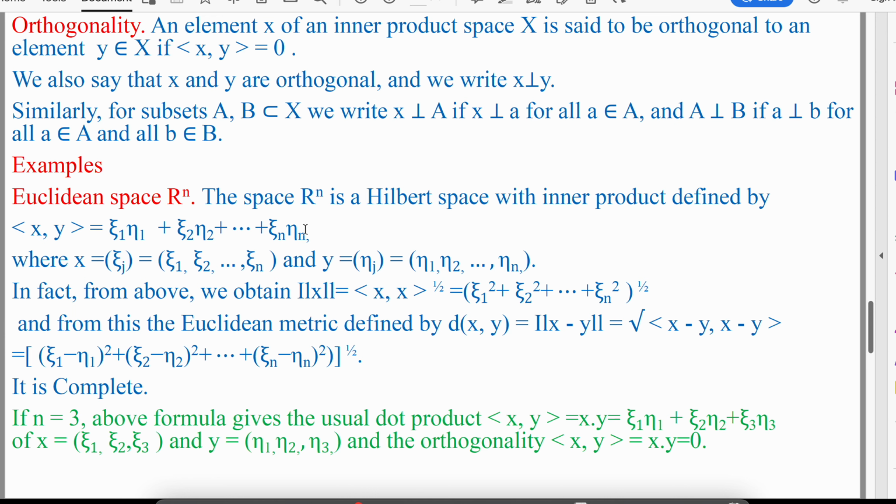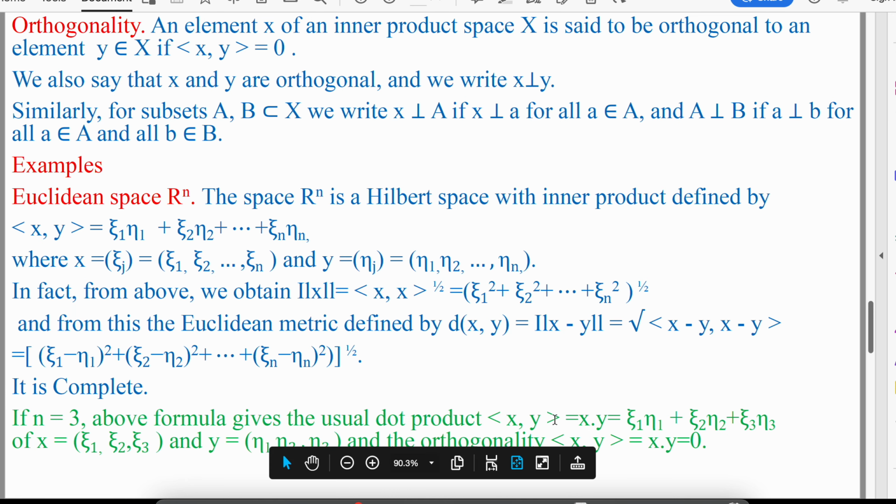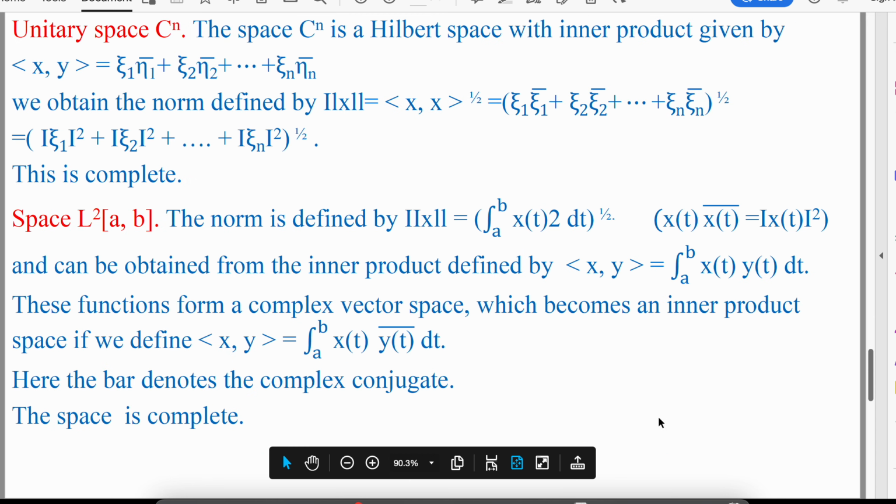If instead of n we have n equal to 3, then this formula will reduce to the inner product of x with y equal to x dot y, and it is equal to xi1 eta1 plus xi2 eta2 plus xi3 eta3. Here x is equal to (xi1, xi2, xi3) and y is equal to (eta1, eta2, eta3). And x and y are orthogonal if the inner product of x with y, equal to x dot y, is equal to 0. In case of the unitary space Cn, here C is the set of complex numbers.